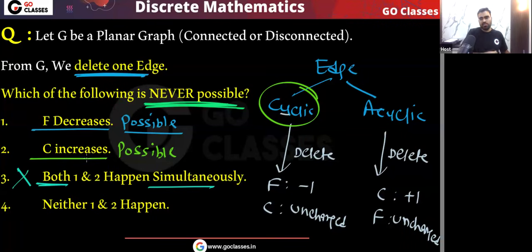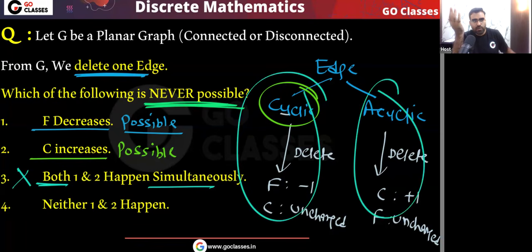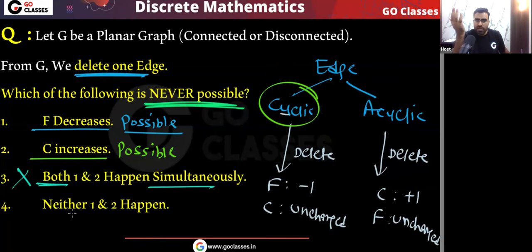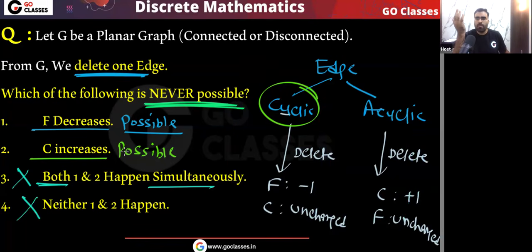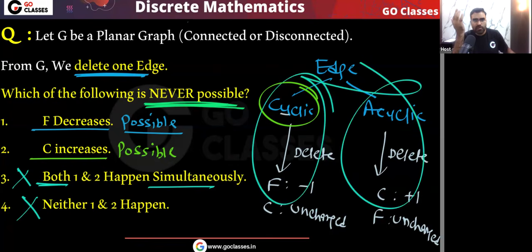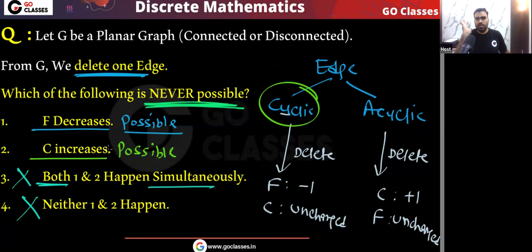That can never happen. See, you are deleting one edge. Either it can be a cyclic edge or it can be an acyclic edge. So either this will happen or this will happen, but both cannot happen simultaneously. And neither happening? No. If you are deleting one edge, then one of them will definitely happen. Yes or no?